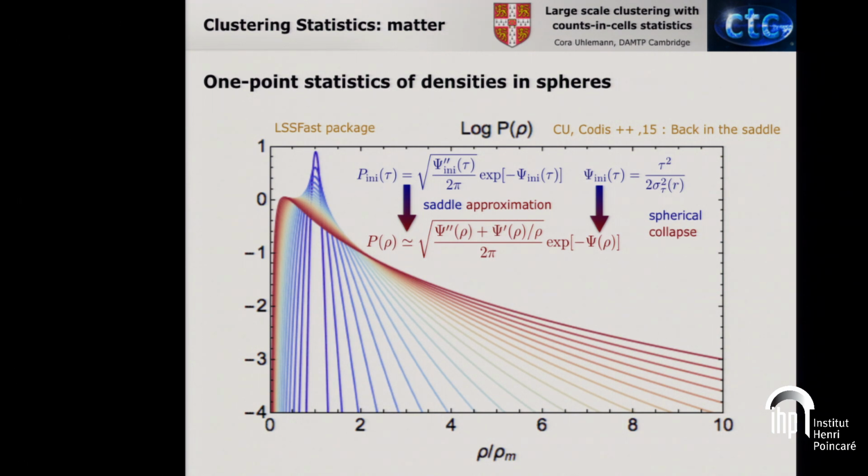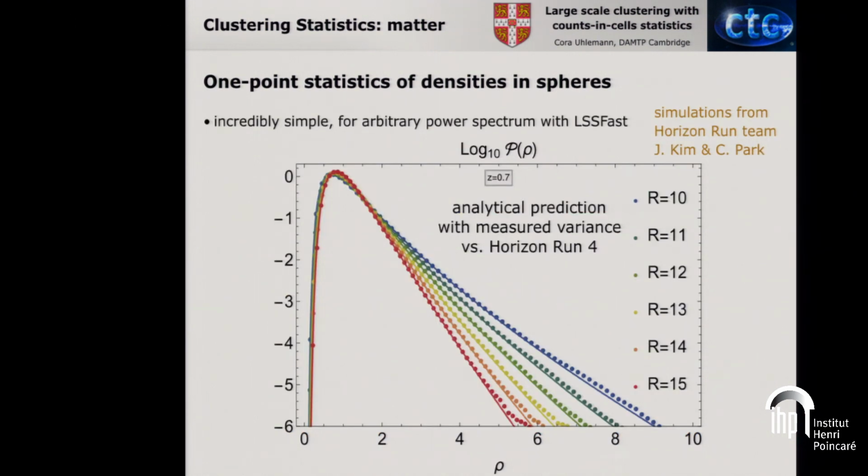So essentially, we want a variance that's smaller than 1, and that roughly means if you go to redshift 0, it's a scale of like 10 megaparsec. So that's basically the scale up to which we can describe this counts and cell statistics.